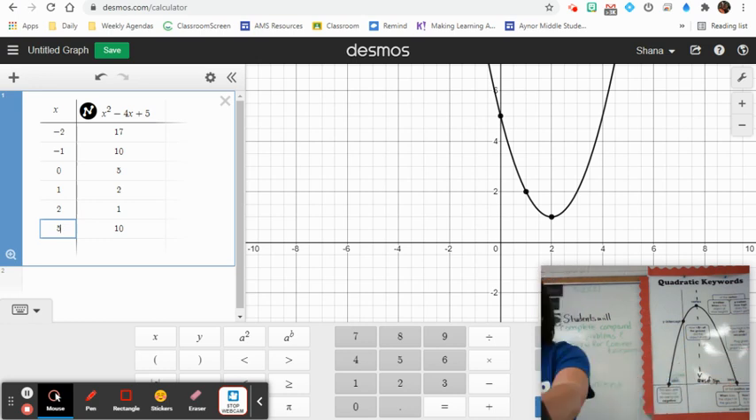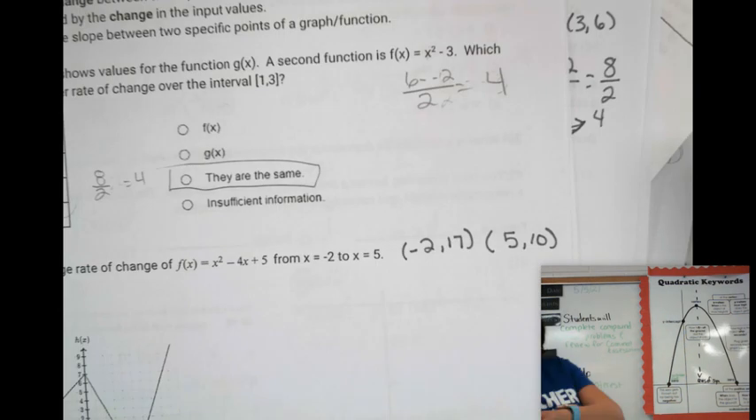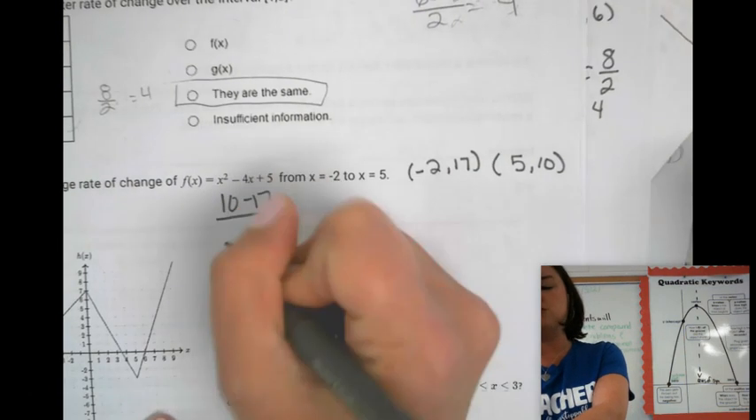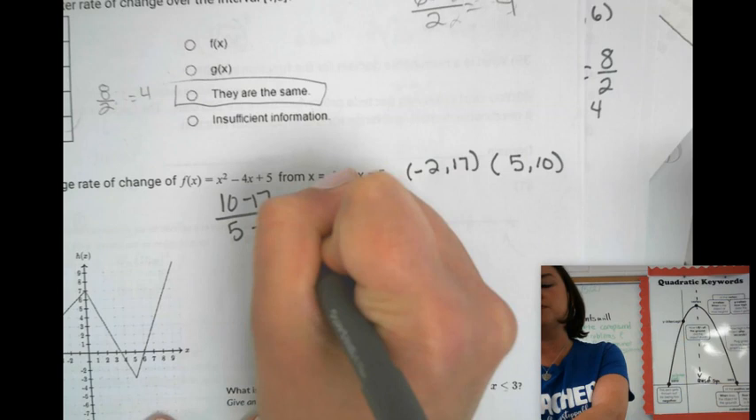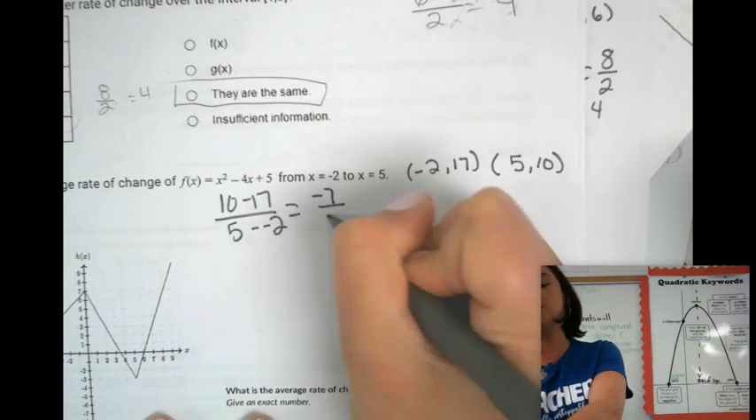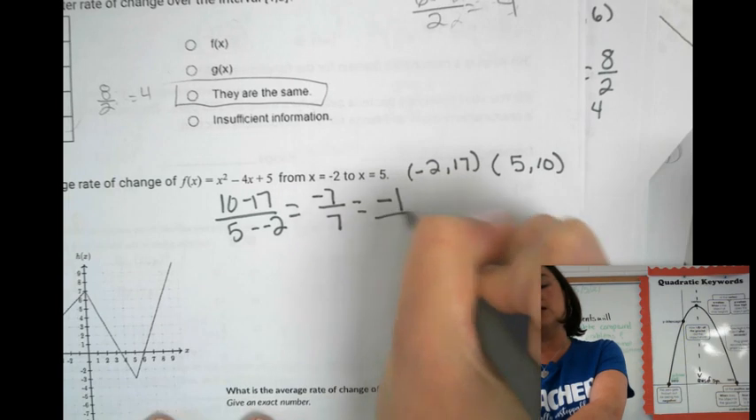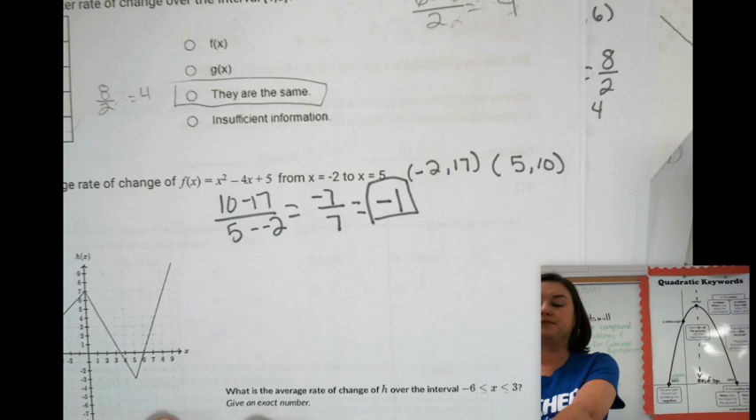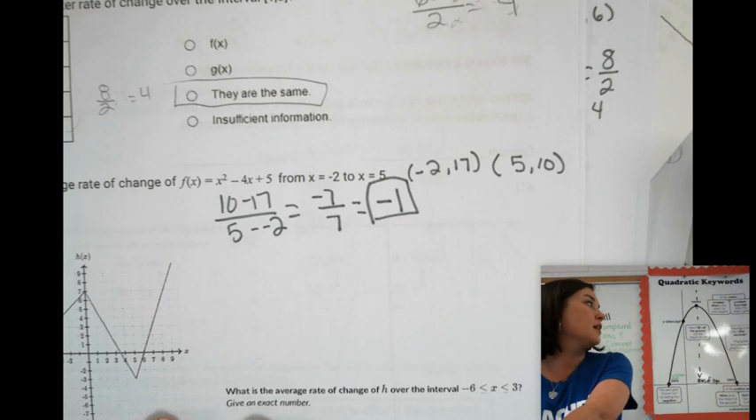All right, so once you write down the points, you just got to find the slope between those 2 points. So you subtract the y's, 10 minus 17, over subtracting the x's, 5 minus -2. 10 minus 17 is -7. 5 minus -2 is +7. So you get -1. So you've got to find the 2 points, subtract your y's on top, subtract your x's on bottom. Yes, ma'am.